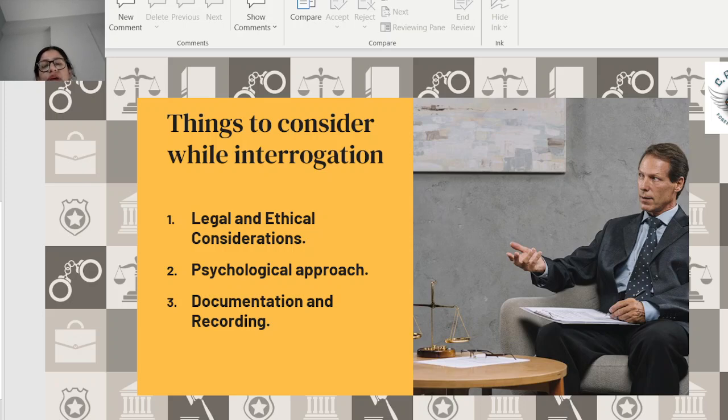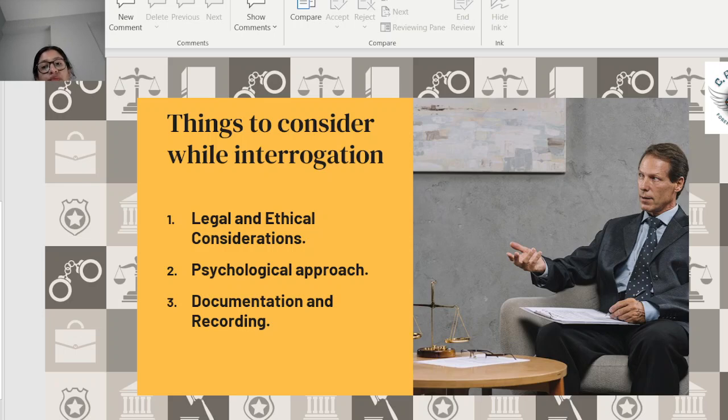So you always have to be very cautious about some points. The first thing that we have to consider while interrogating is legal and ethical considerations. I'll give you a brief description of what legal and ethical consideration is. The first point is we always have to respect the legal boundaries that the alleged person has.